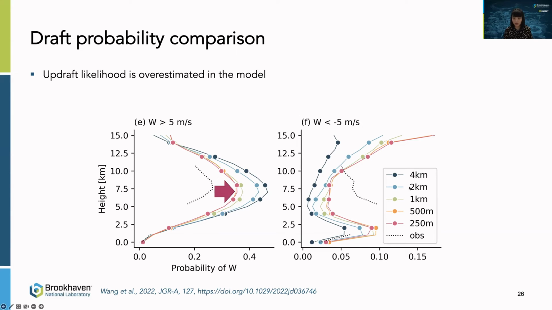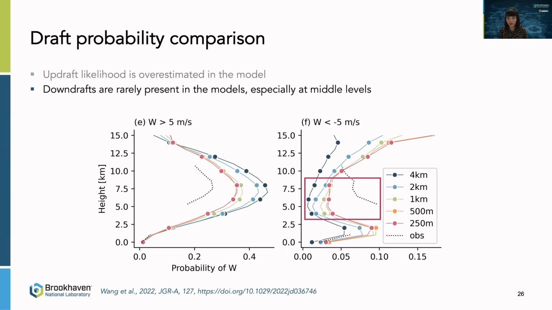Different colors here indicate different resolution model results, compared to this dotted line, which is the observations. But in all the models, you see we overestimate the probability of updrafts, which means we simulate too many updrafts in these models. But it's a different story for downdrafts here.